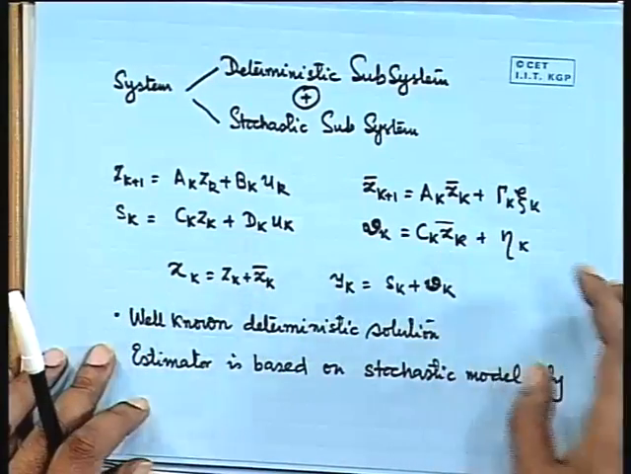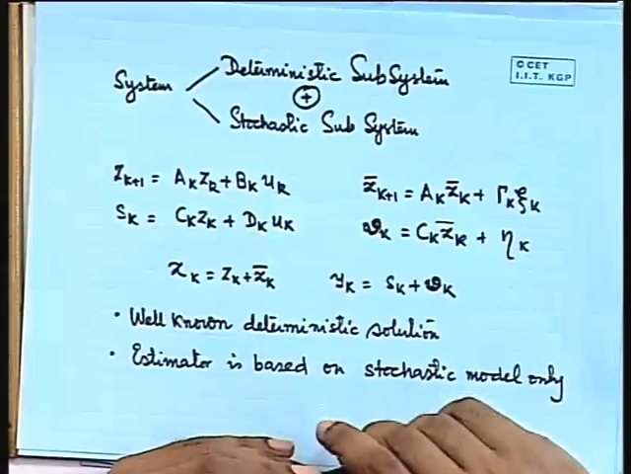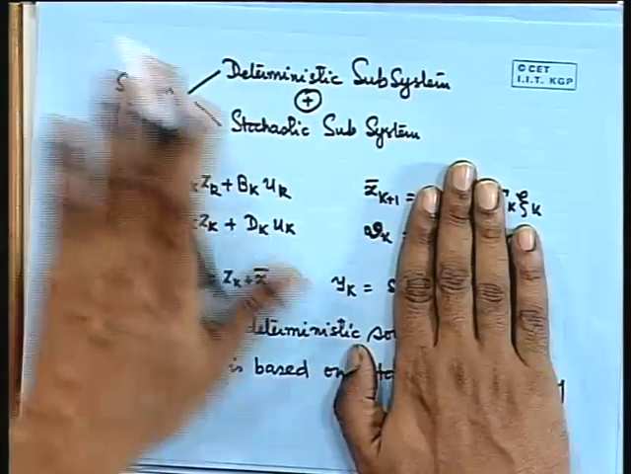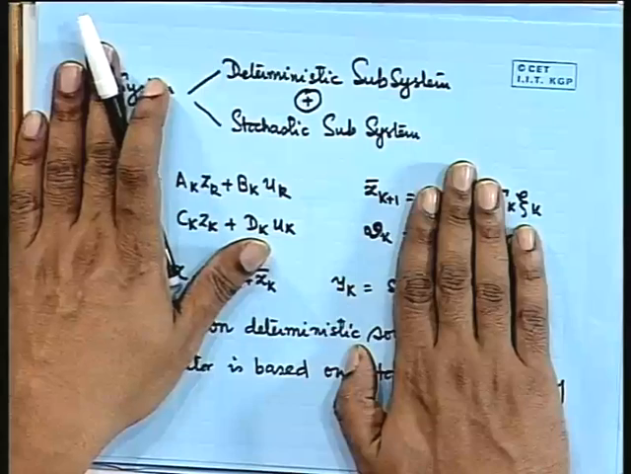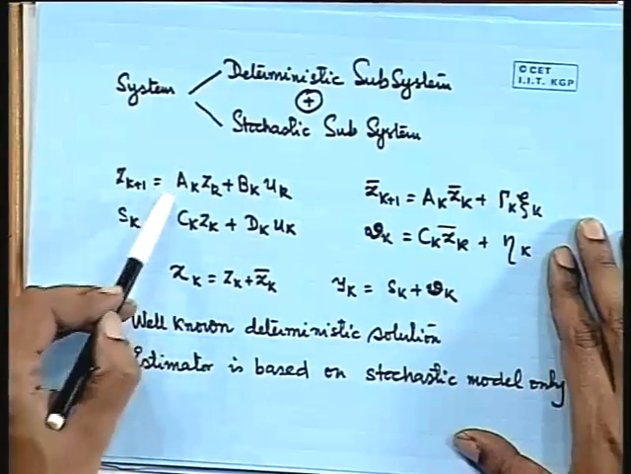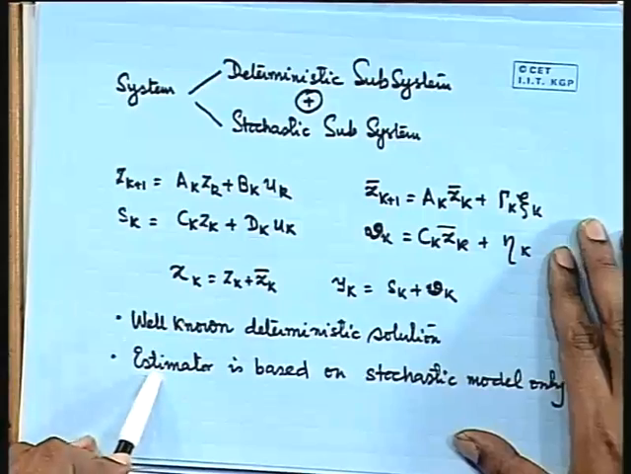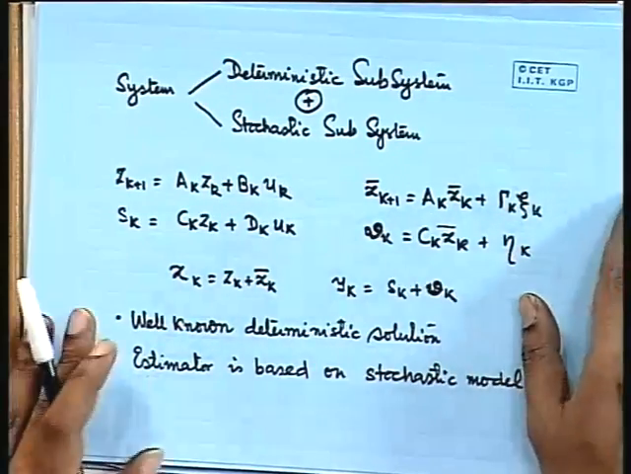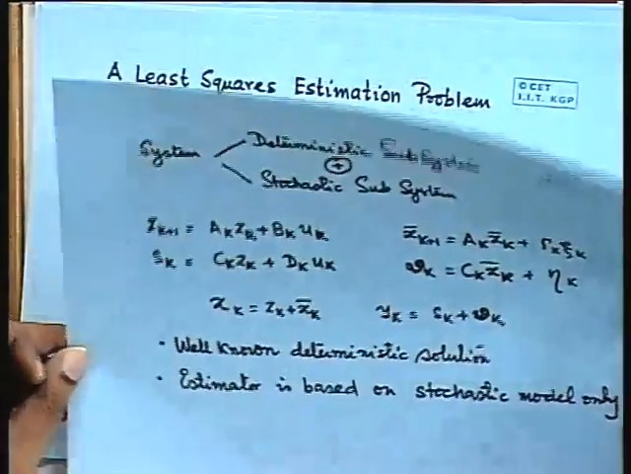Correct? So then when we are talking about the Kalman filter, we only need to consider this. This we can ignore, because this is a deterministic solution. No estimation needed. So this part has a well-known deterministic solution, and the estimator needs to be based on this only. So we can ignore u for the time being.